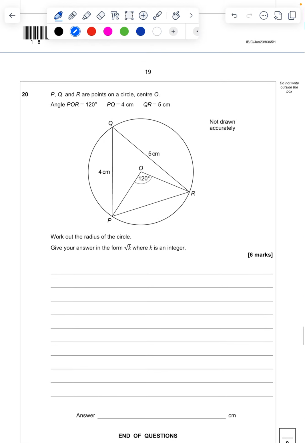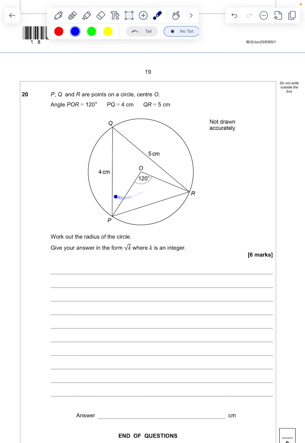Good stuff. Question 20. You've got a circle theorem question. Now, when I get this kind of question, I'm not even really reading the question. I'm thinking, what circle theorems can I spot from this question here? Because all the information is given on the diagram, that's fine. And you want to go and get the radius of the circle. So you want to go and get basically this part, which is the same as this part here.